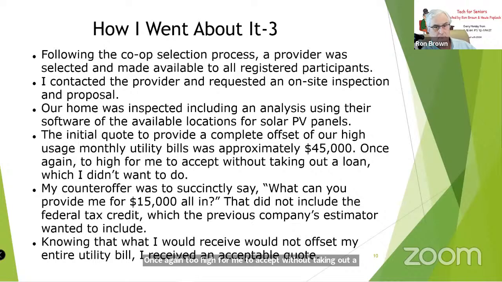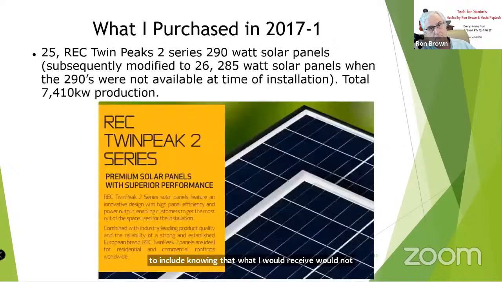Once again, too high for me to accept without taking out a loan, which I really didn't want to do. So we do what we mostly do when we go buy expensive stuff. I gave him a counter offer. I said, "What can you provide me for $15,000? All in." That did not include the federal tax credit, which the previous company's estimators wanted to include. Knowing that what I would receive would not offset my entire utility bill, I received an acceptable quote. So here's what I purchased.